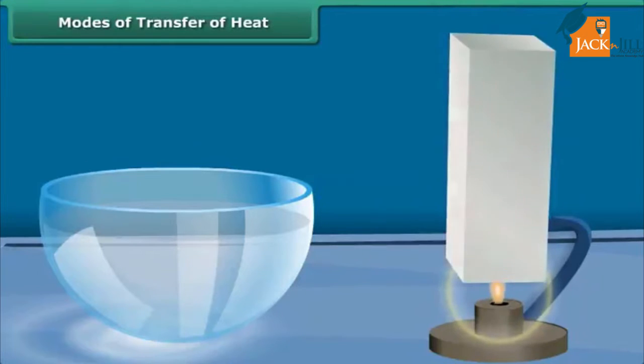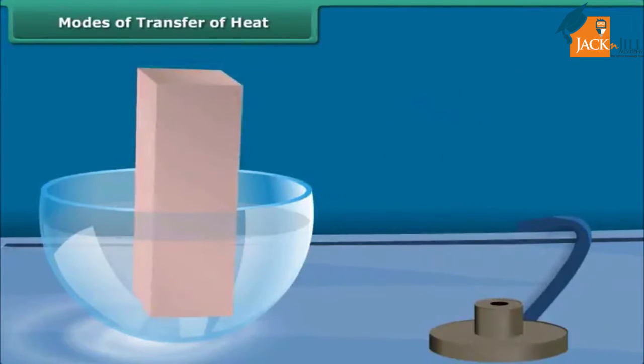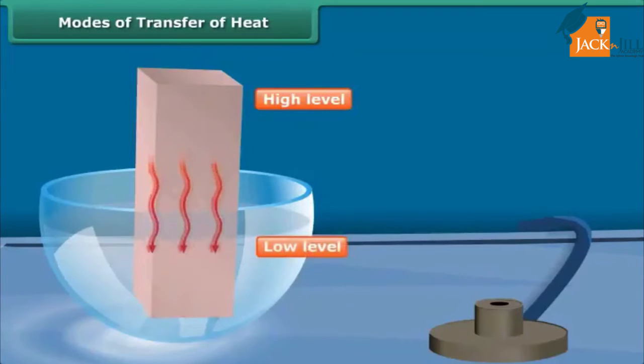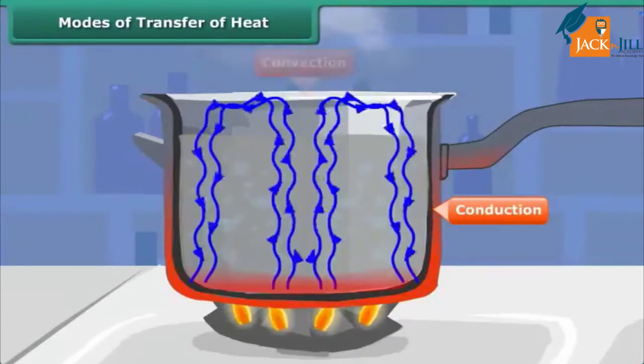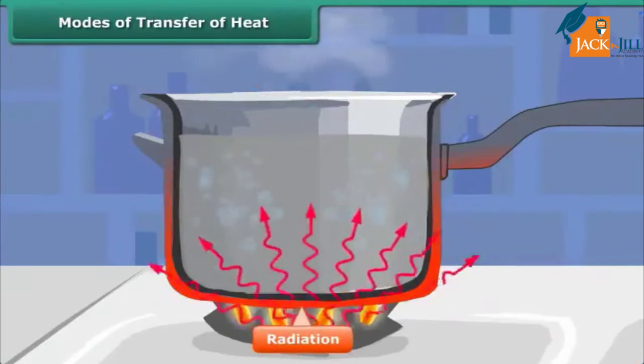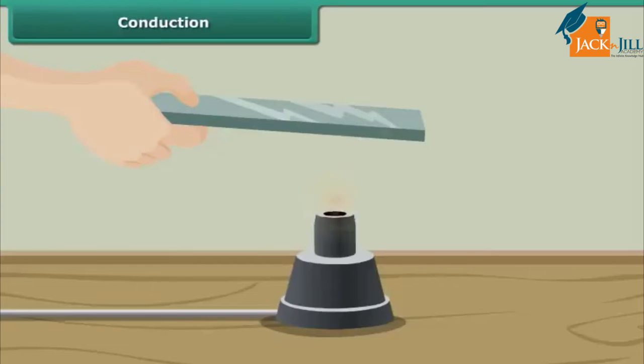Flow of heat takes place in a particular direction, that is, from bodies at higher temperature to bodies at a lower temperature as water flows from a higher to a lower level. There are three modes of transfer of heat from one place to the other place. These are conduction, convection, and radiation. Let us perform an experiment.